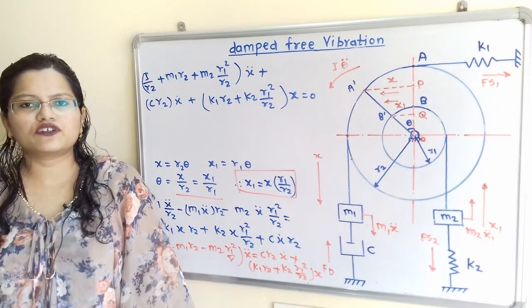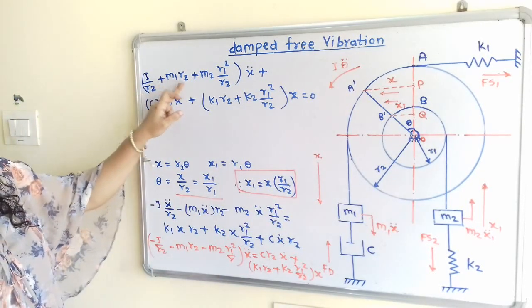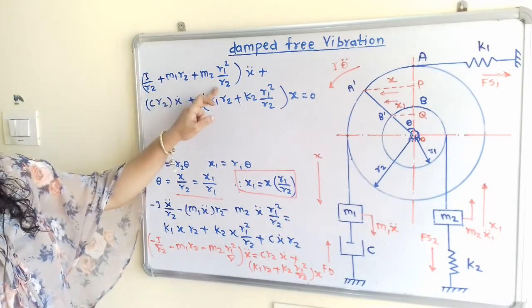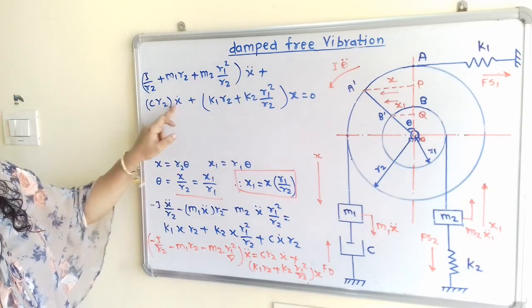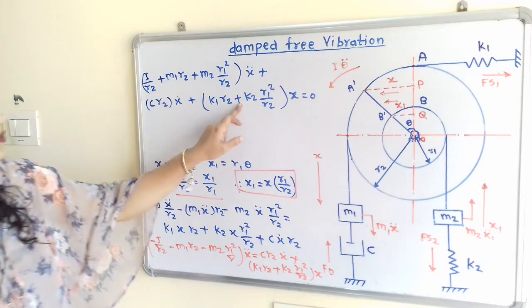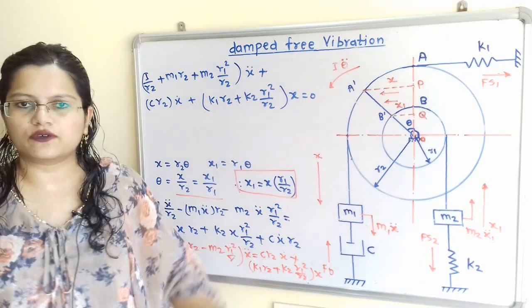So the final equation of motion for this system is I by r2 plus m1 r2 plus m2 r1 square by r2, bracket complete, x double dot plus C r2 x dot plus K1 r2 plus K2 r1 square by r2, bracket complete, x is equal to 0.